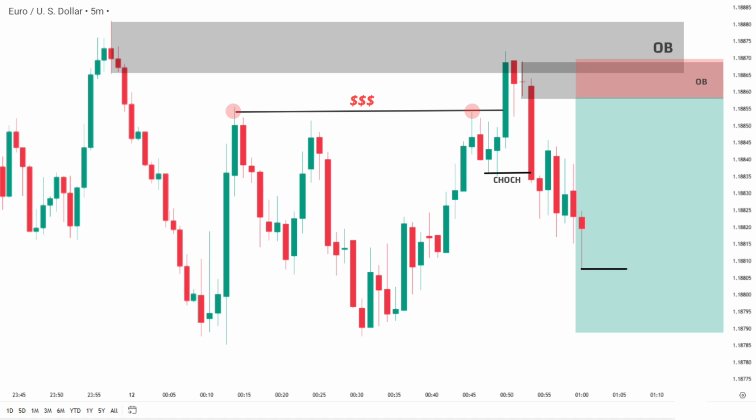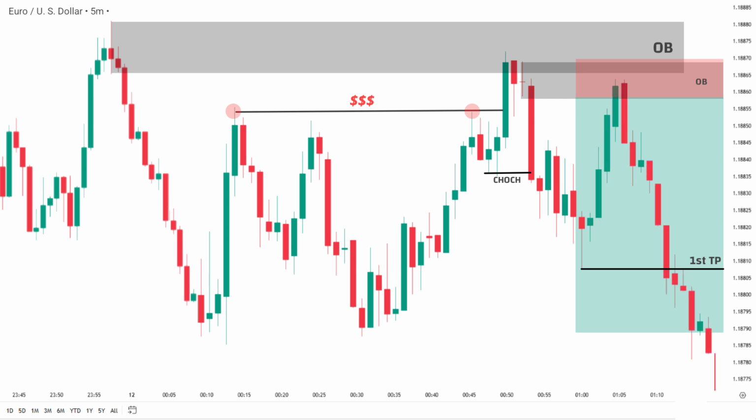The first target is the internal high formed before the pullback. Partial profits can be secured there. The final target is the previous 1-hour low, aligning with higher timeframe structure. As price forms new lower high on the 5-minute chart, the stop loss is trailed below structure, allowing the trade to run as long as bearish price action remains intact.